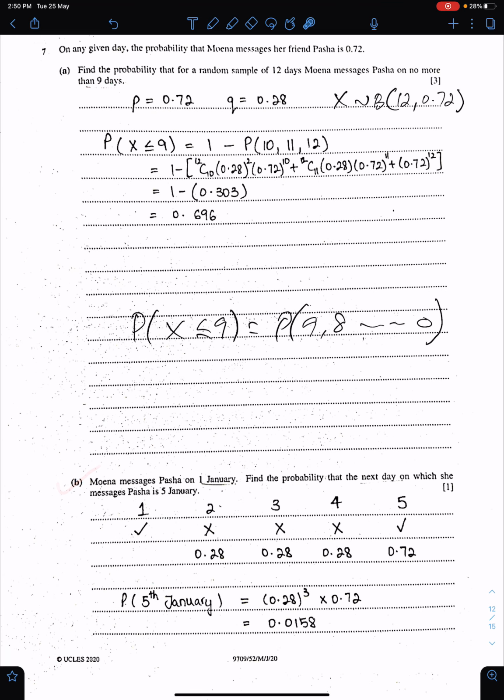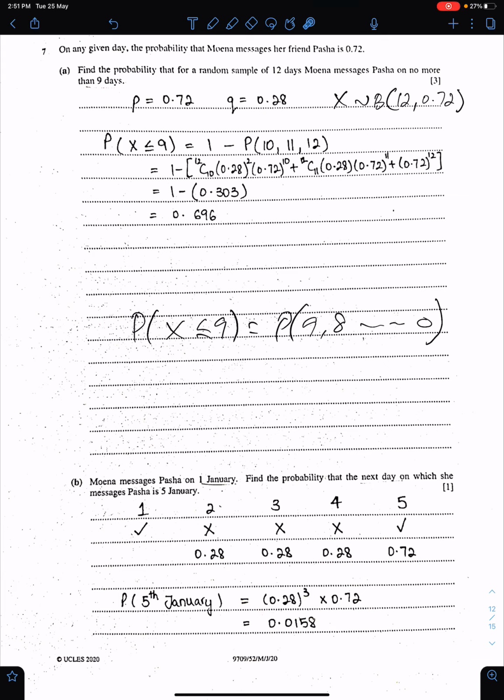Part B is important. Muina messages Pasha on 1st January. Find the probability that the next day on which she messages Pasha is 5th January. This is simple. 1st January and 5th January. That means she didn't message on 2nd, on 3rd and 4th January. So 0.28, 0.28, 0.28, not messaging. And she messaged Pasha on 5th January, 0.72. So 0.28 times 0.28 times 0.28 times 0.72.